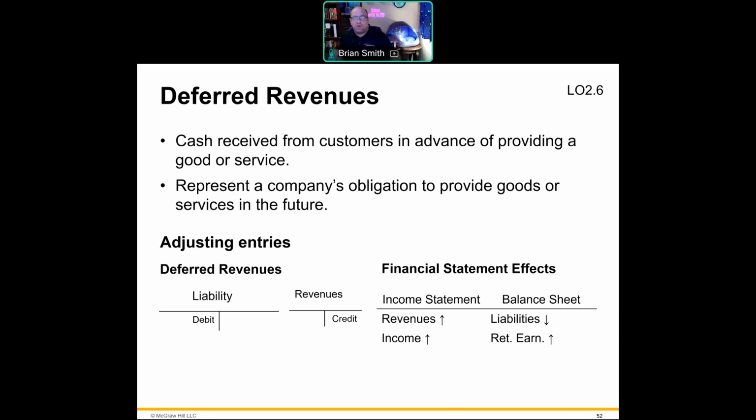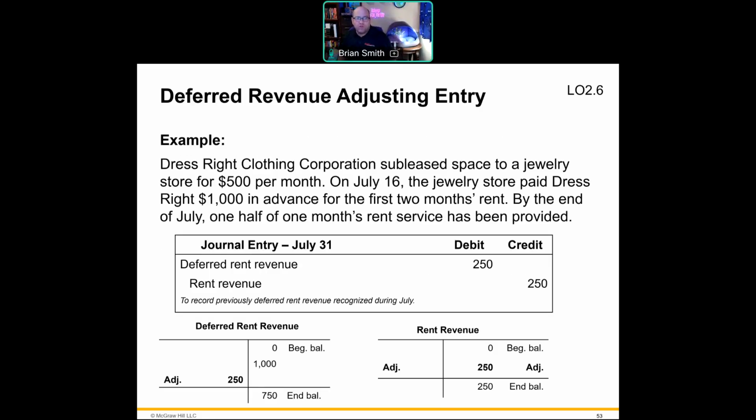Cash received, right? Deferred revenues. Okay. So we had deferred rent revenue. We got money from that company that we're subleasing to. So we are only earning $250 of that, because they came in halfway through the month, July 16th. So we can only record $250 worth.